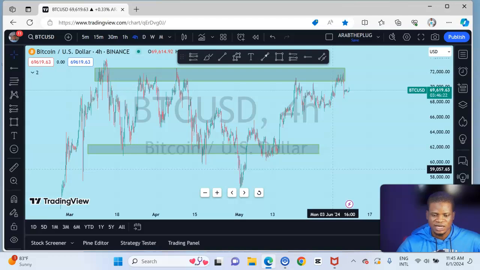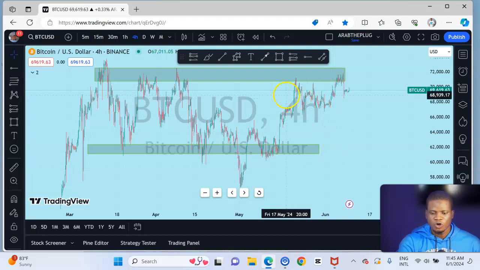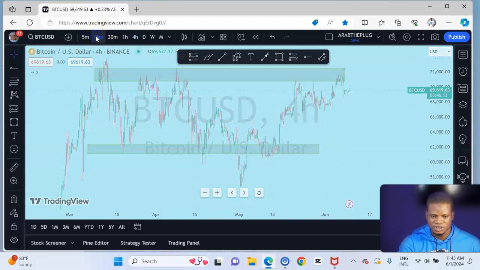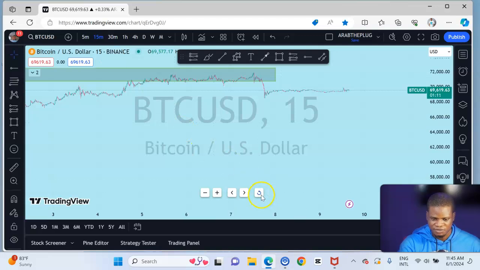Those are the global supports because they are areas that are much tested, because they are on the higher time frame. But local supports are supports you draw on the 15-minute time frame or the 5 minutes. Okay, this is the 15-minute time frame.